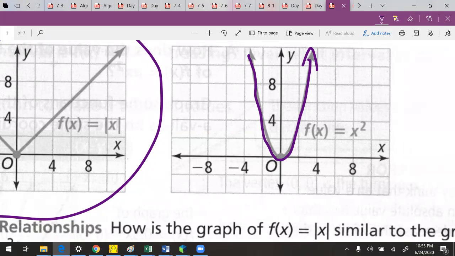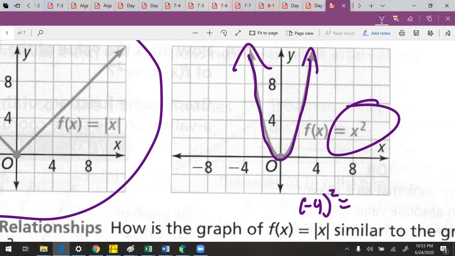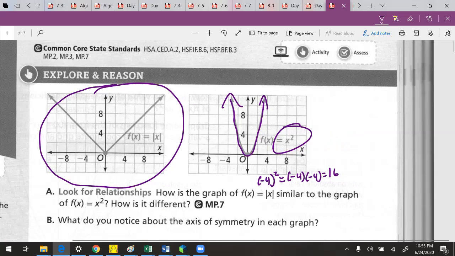It makes the letter U. It has the same characteristics. Here's the reason why, that no matter what x is, it's always positive. Let's talk about -4 squared. Well, remember that -4 squared is -4 times -4. And if we remember, two negatives make a positive. Therefore, the answer is 16. So no matter what x is, if you're squaring that number, it's always going to be positive, essentially.